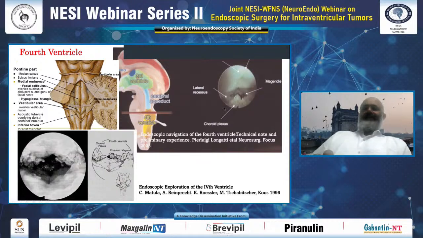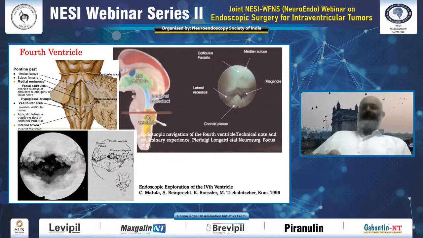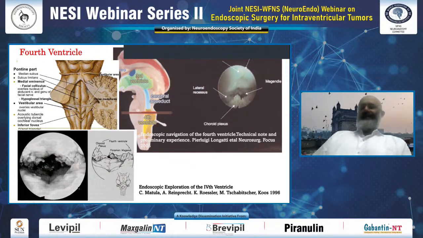This interesting paper from Matula et al. in 1996 actually describes three approaches into the fourth ventricle. One is through the aqueduct of Sylvius. The second is through the foramen of Magendie. And the third, they described the access into the fourth ventricle via the foramen of Luschka. And they've done it using rigid endoscopes. But this was a partly cadaveric and partly clinical study.